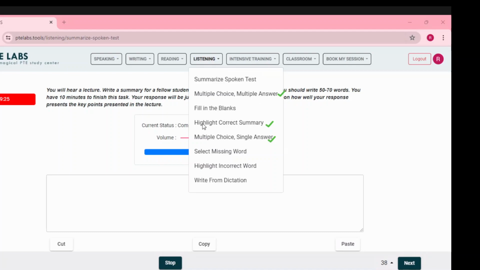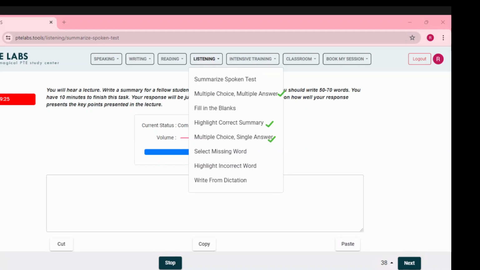And for highlight correct summary, you can go with the correct summary, and for multiple choice single answer, you can go with the shortest option. And for select missing words, students, there's no specific short method. You just have to guess the word and move to the next question. And in each of these questions, you can't click on next before the recording ends. Once the recording ends, only then you can click on next and move to the other question.